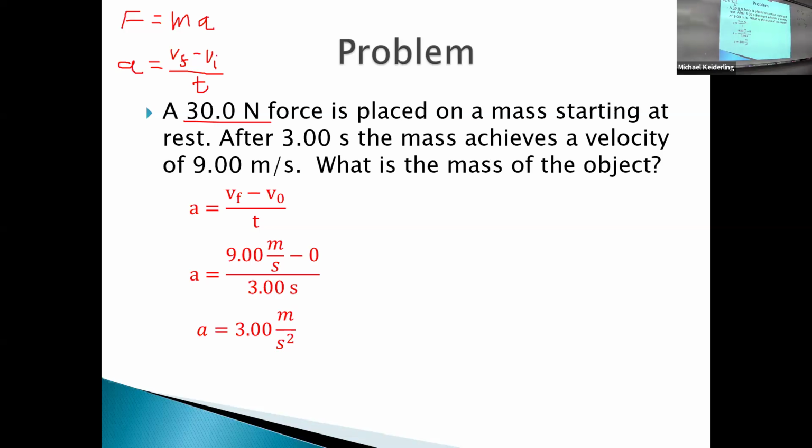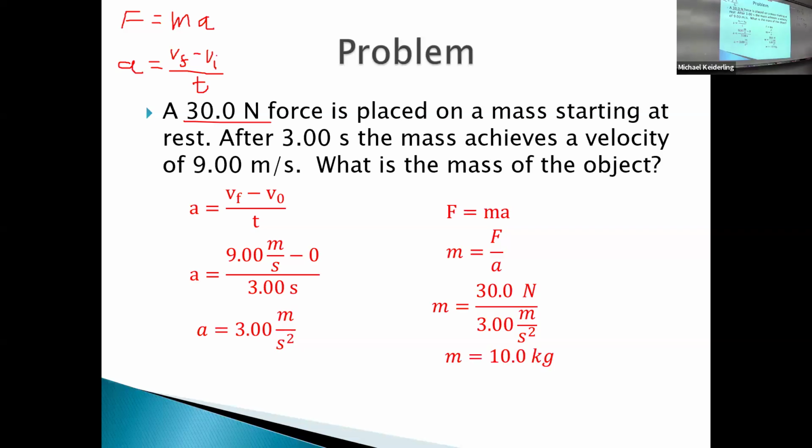Now that we know the acceleration and we know the force, we can find the mass. Force equals mass times acceleration. If we solve for mass, mass equals force over acceleration. The mass is 30 newtons divided by 3 meters per second squared, which gives us a mass of 10 kilograms.